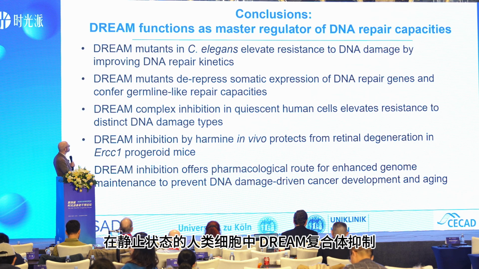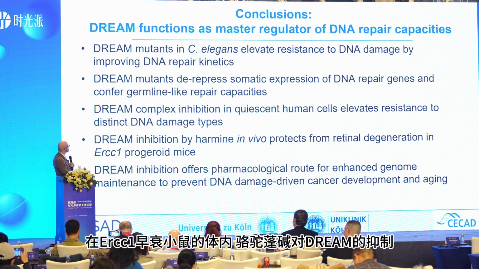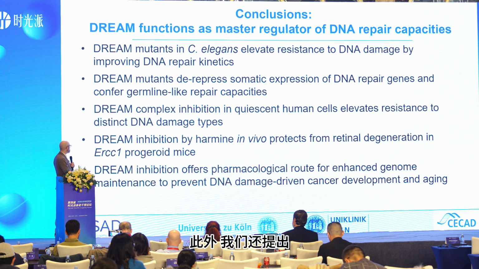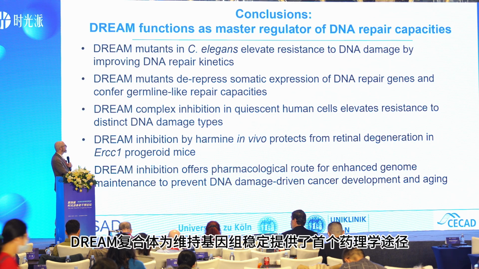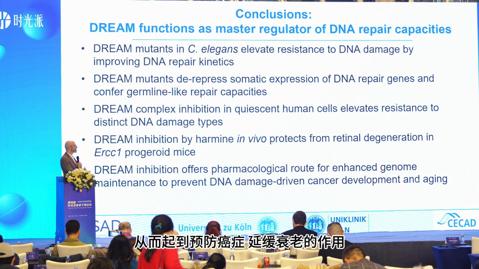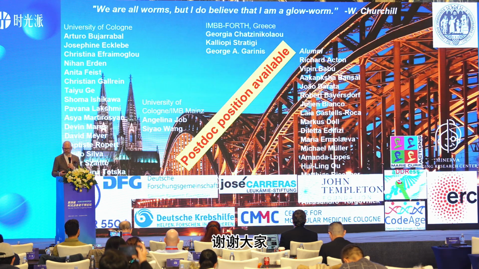The DREAM complex inhibition in queries and human cells elevates their resistance to distinct damage types, and in vivo the DREAM inhibition by harmine protects from retinal degeneration as proof of concept in this progeroid model. And we propose that this DREAM inhibition offers the first pharmacological route for enhancing genome maintenance to prevent DNA damage-driven cancer development and aging. And I thank you very much for your attention.